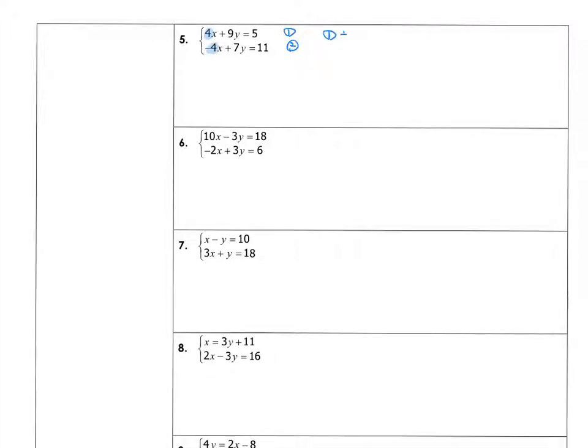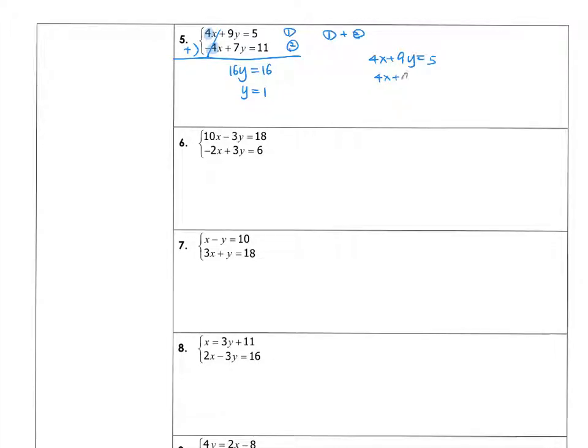In this case, to eliminate the first term, the x term, I add the two together. So I add 4x plus minus 4x, in other words, 4x minus 4x gets canceled. 9 plus 7 is 16y, and 11 plus 5 is 16. So y is 1, and then I simply plug it into the first equation.